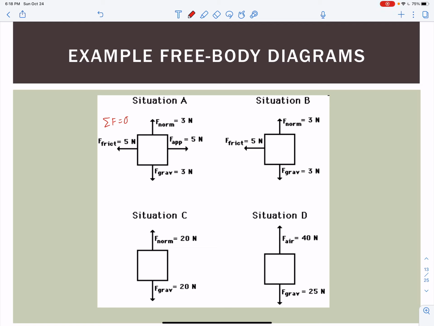Right? The applied force is going to the right. I have a push on something that is either moving across the ground or not moving at all. How can I say that it's either moving or it's not moving? Well, if it has a net force, do we know whether it's moving or not? No, we don't. We actually don't know, right?